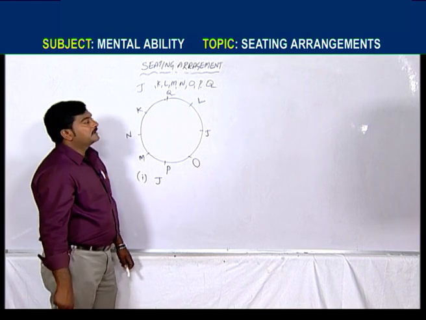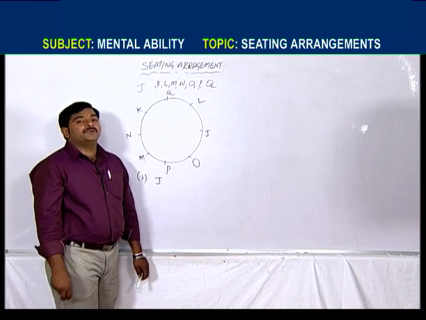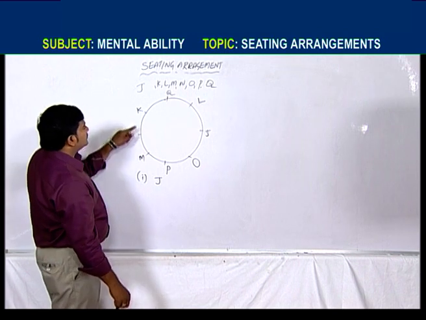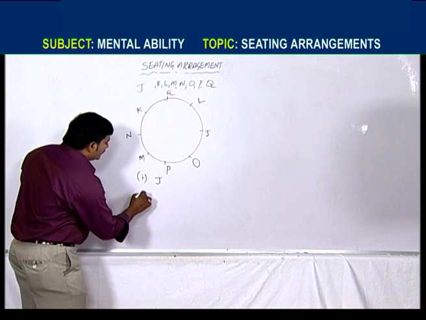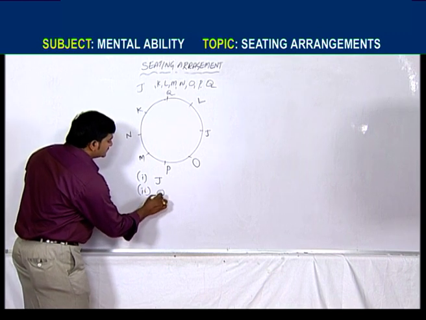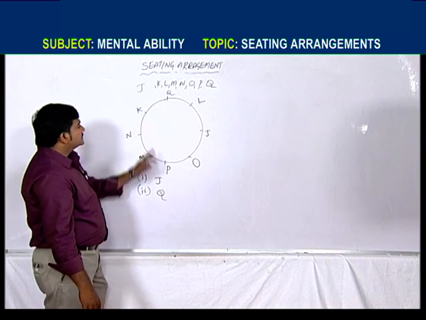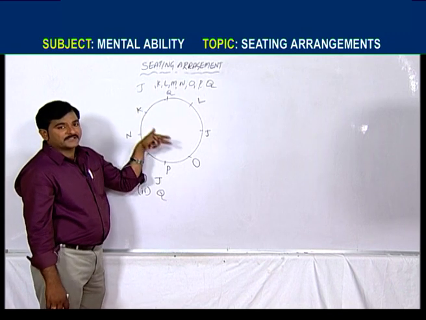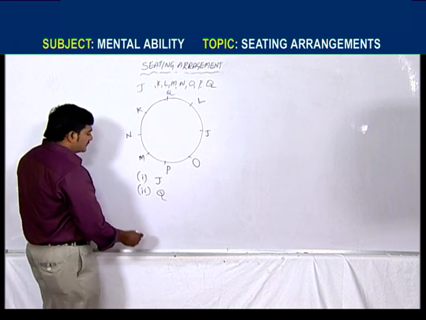Now the second question: who is the immediate left of K? Here K is there. Who is the immediate left of K? The answer is obviously Q, right? So Q is the immediate left of K. Think that K is facing towards the center. That is the second question.